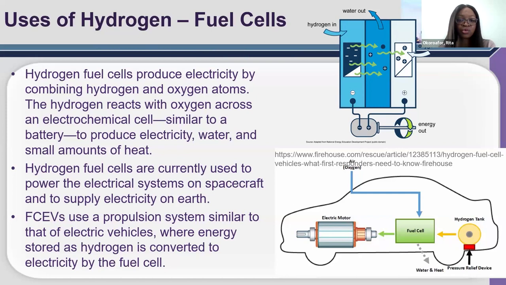Now, we can use this fuel cell for electricity generation by itself, or we can use it in what we call fuel cell electric vehicles, where we take the fuel cell, put it inside the vehicle, and then we make hydrogen combine with oxygen to generate electricity. And that electricity is what is going to drive the car. So this is like an EV car, an electric vehicle, but is driven by hydrogen.